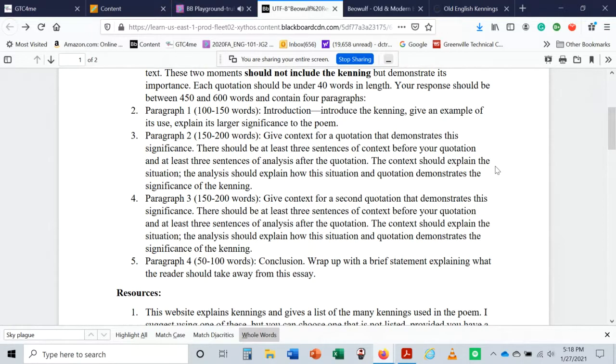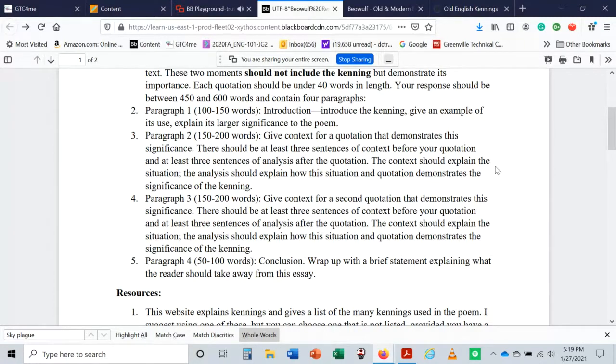So give me an introduction at the beginning, 100 to 150 words. Introduce the kenning, right? Like, what is the kenning? What is it describing? What is the example? How is it being used? What is happening in this moment of the epic? And then, why does this kenning have a larger significance to the poem? All right, so you're basically just giving the overview in paragraph 1.